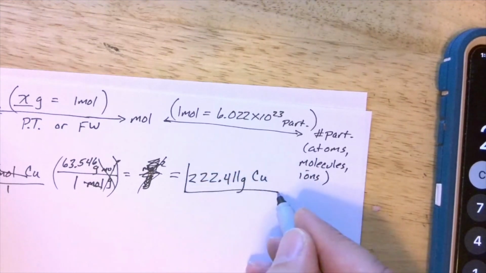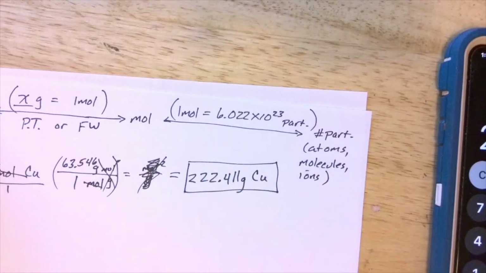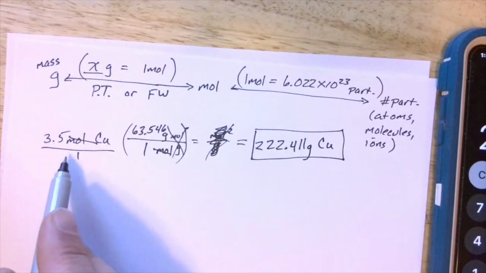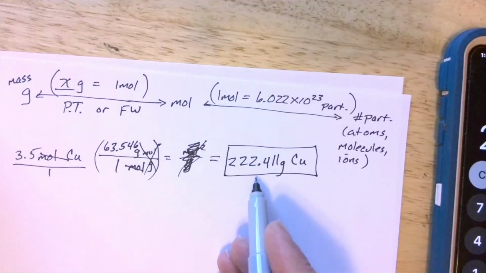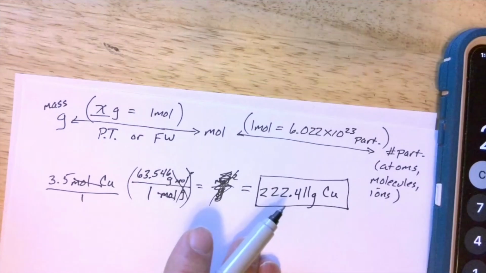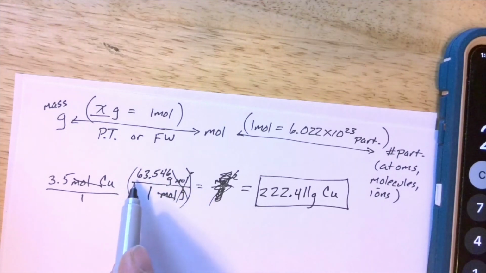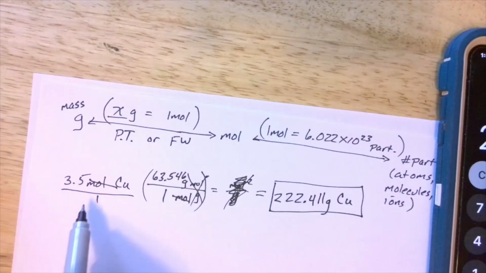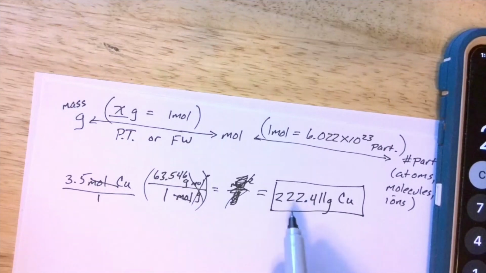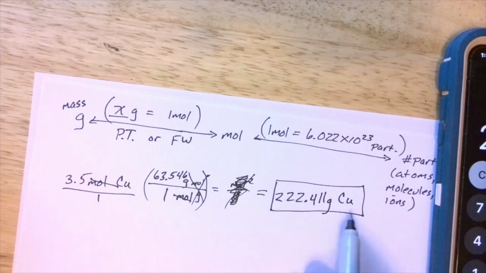And when you get your answer, circle or box it in. So 3.5 moles of copper would weigh 222.411 grams. Now if you think about this, it's kind of like saying, 1 dozen eggs weighs this many grams. So if you have 3.5 dozen, how much would it weigh? That's kind of what we just did here.